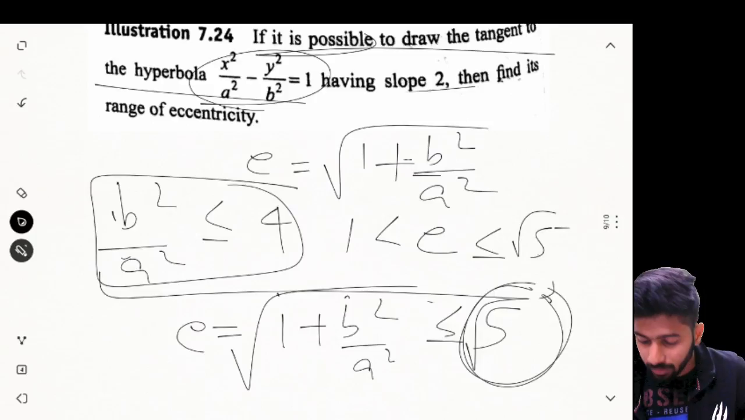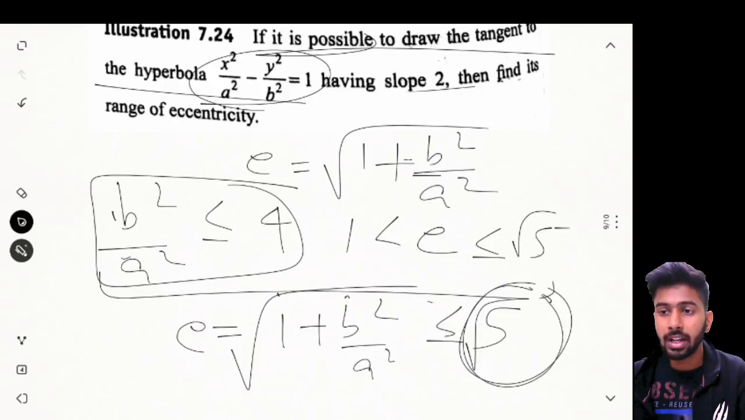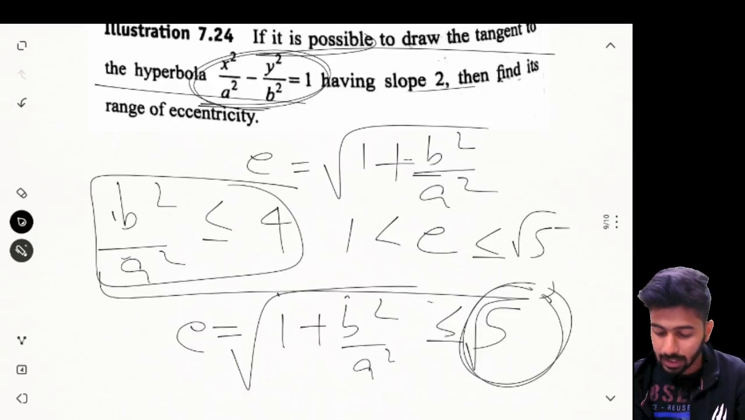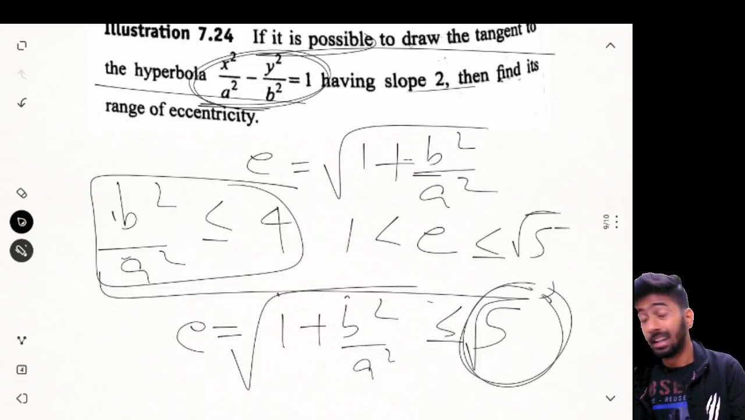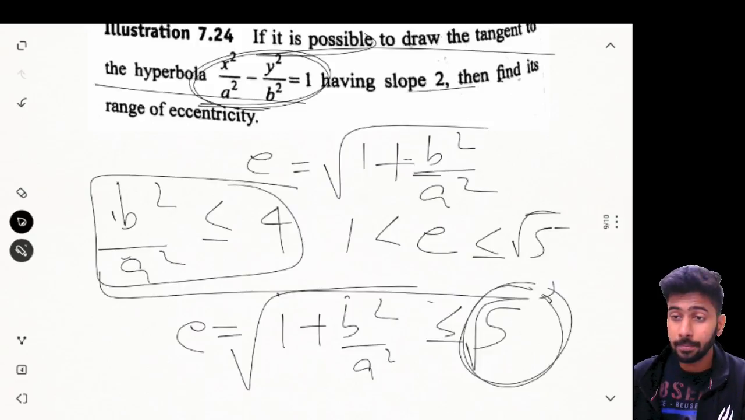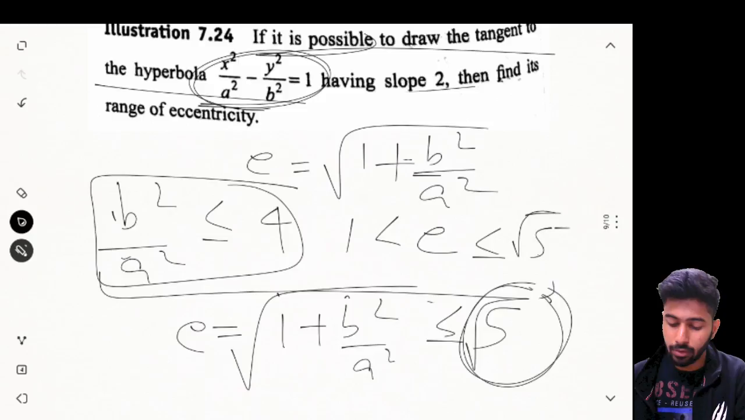It cannot be 1 because if it's 1, it's a parabola. It has to be greater than 1, and then its upper limit is fixed, which is root 5. So this is how you do this problem.